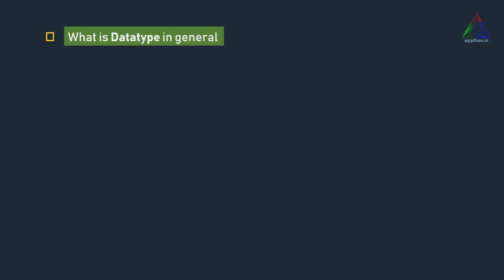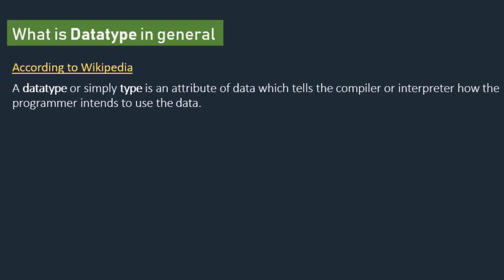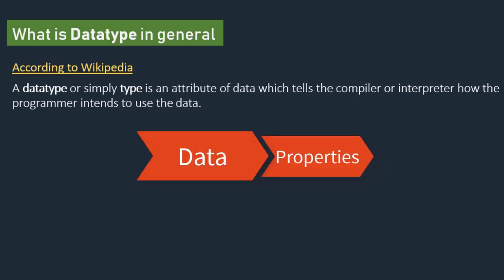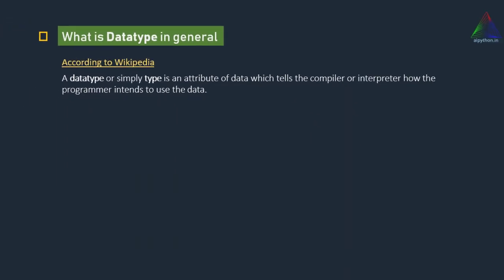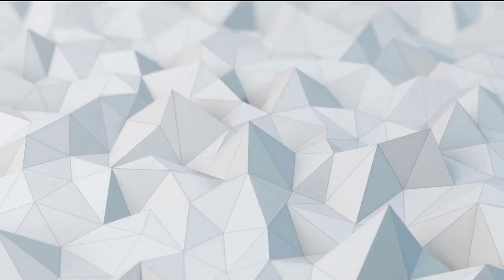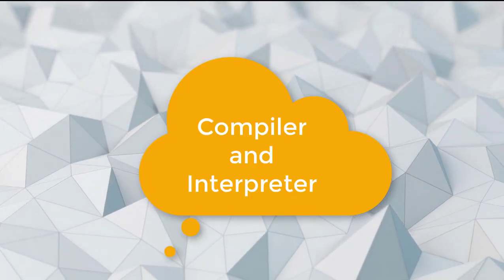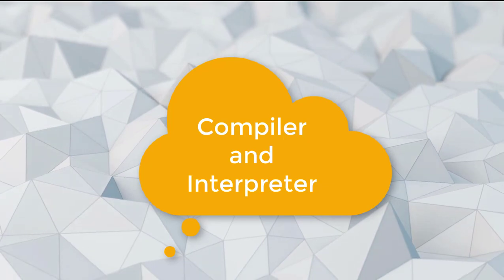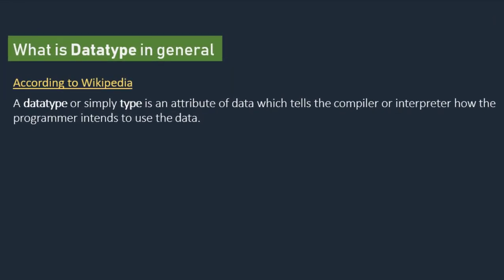When we talk about data type in general, as per the Wikipedia definition, a data type or simply a type is an attribute of data. Here attribute is the property. You can imagine an attribute as a property of data which tells the compiler or interpreter. If you are confused about compiler or interpreter, then click on the I button at the top right corner of this video to know more about compiler or interpreter. So a data type or simply type is an attribute of data which tells the compiler or interpreter how the programmer intends to use the data.